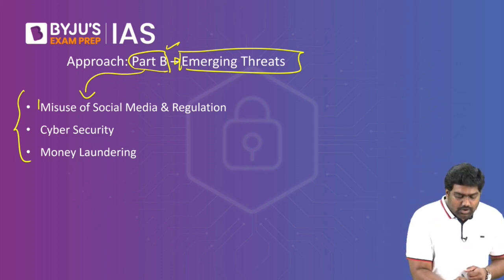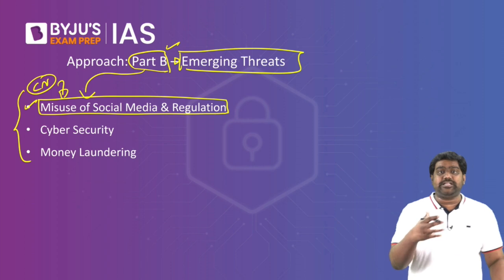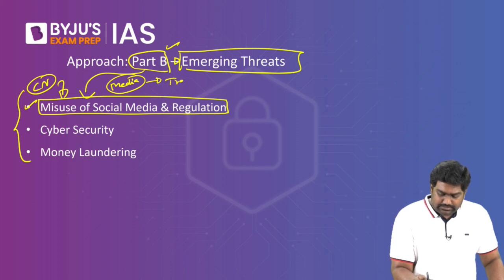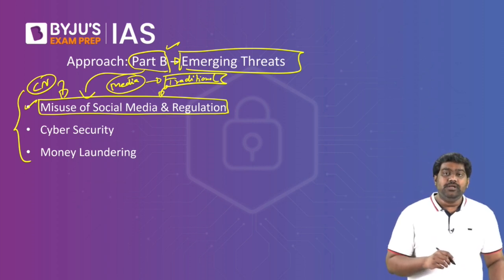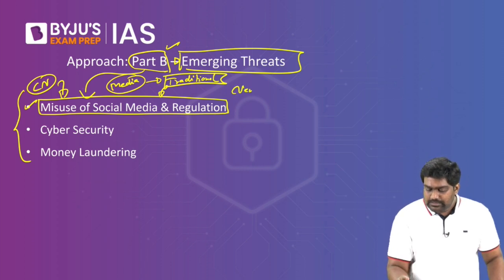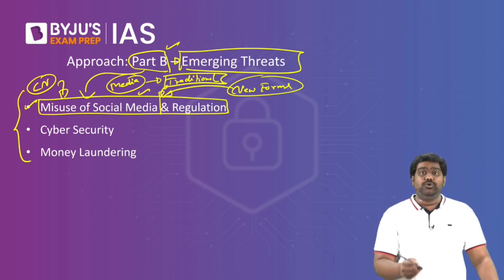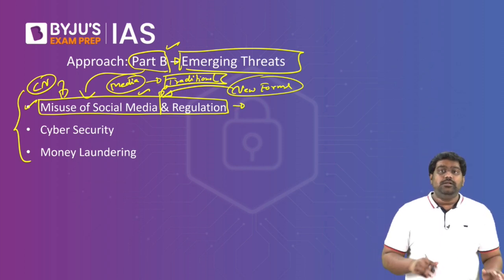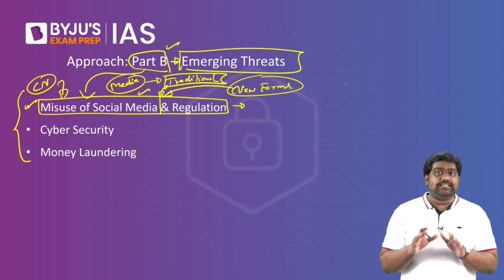So first, focus on the communication networks and how their misuse can create security challenges. Understand the role of media, that is traditional media like print media, television, radio, etc., and how they can be misused for creating security threats. Then focus on new forms of media that are based on the internet, particularly social media platforms, and how their misuse creates real-world security challenges. This is where you have to understand the threats posed by fake news, propaganda, misinformation, etc.